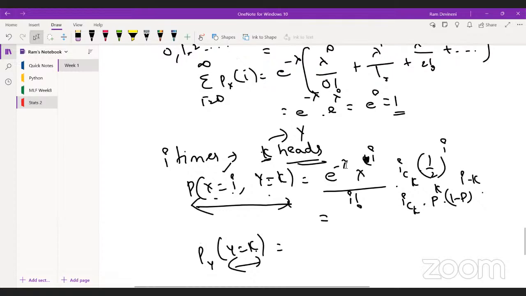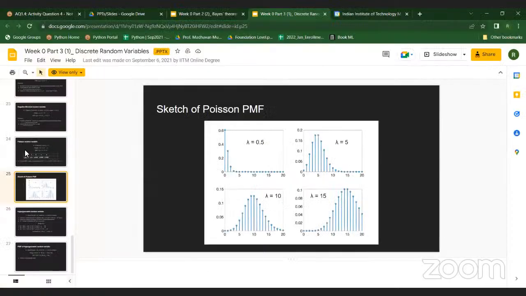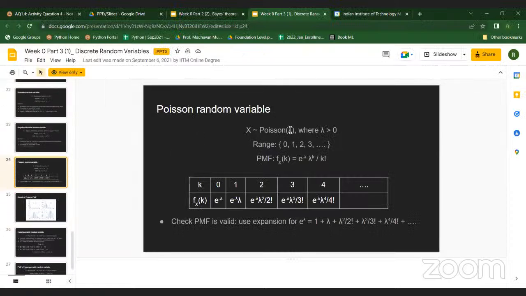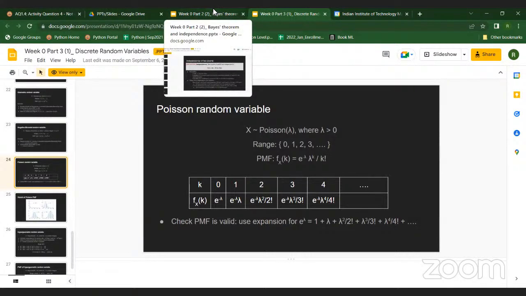No. Lambda is not the average number of tosses. Then what would it be? It is actually going to be 1 by lambda that is the mean, I guess. Wait 1 second, let's get the slides. This lambda is not going to be the mean. It is just going to be the parameter for this Poisson distribution. I'll check for the mean for the Poisson distribution. As far as I know, it's going to be 1 by lambda, not lambda.